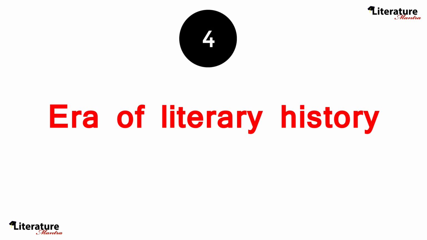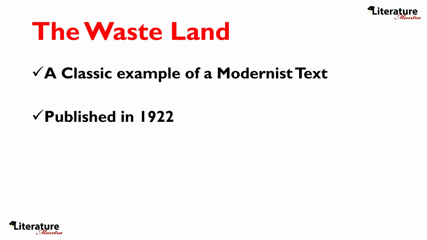Then the next point is, mention the era of literary history that a particular text belongs to. For example, if you are talking about T.S. Eliot's The Waste Land, it broadly belongs to the period which corresponds with modernism in literary history. The Waste Land is a classic example of a modernist text. So mention what traits or characteristics of modernism are also reflected in The Waste Land.